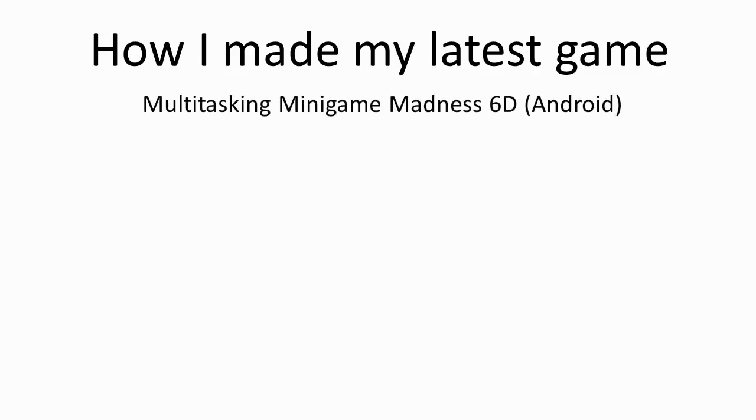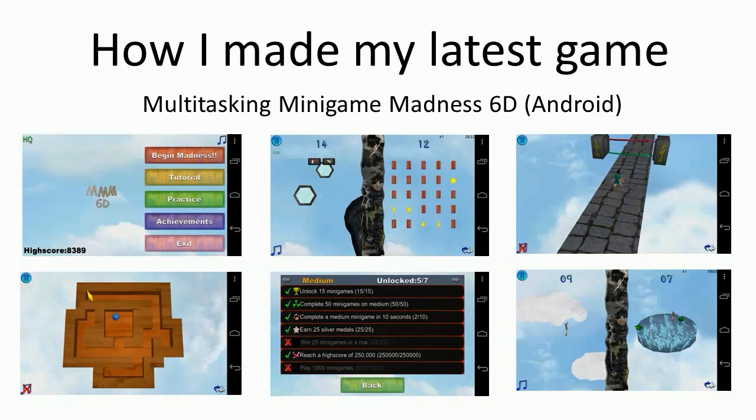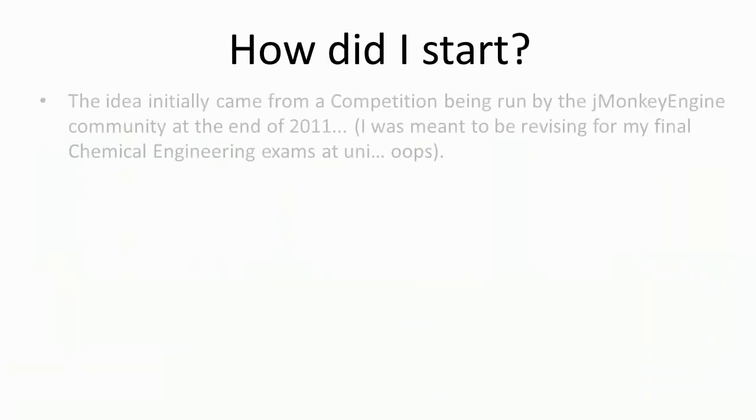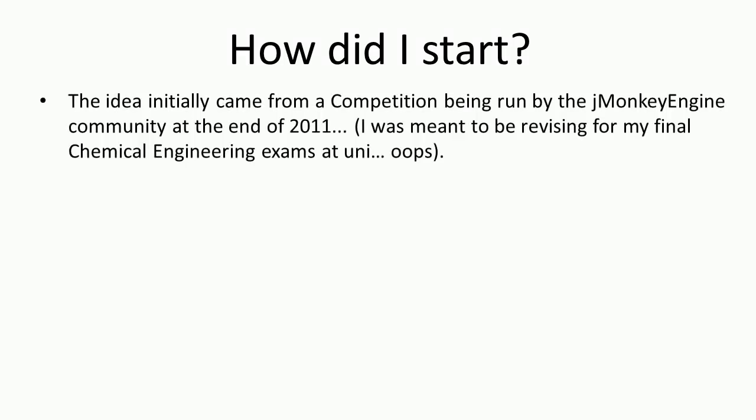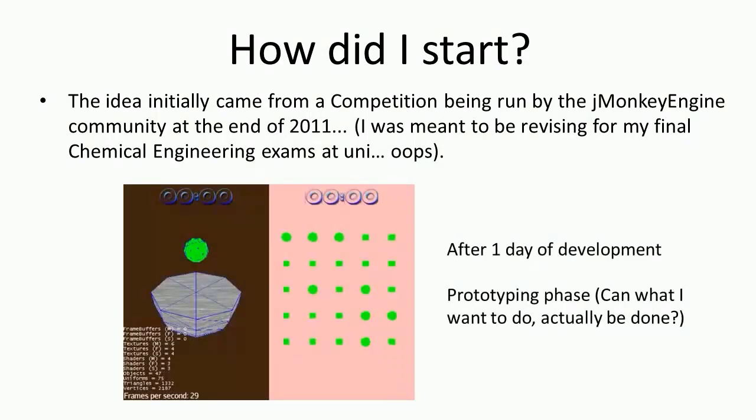Okay, so now let's look at how I created my latest game. It's called Multitasking Minigame Madness 6D, and I was mainly targeting the Android platform. And here are a few screenshots. Okay, so how did I go about starting it? Well, the idea initially came from a competition that was being run by the JMonkey Engine community. And it was actually being run at the same time that I was meant to be revising for my final exams at university. But fortunately, I decided to do the game instead.